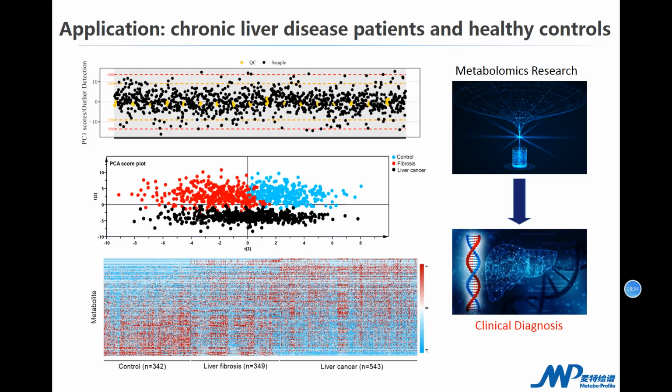The assay kit was used to probe the changes in metabolic patterns in chronic liver disease patients. The sample set includes 342 healthy controls, 349 HBV patients with fibrosis, and 543 liver cancer patients. Over 1,000 samples were detected in this study in total.